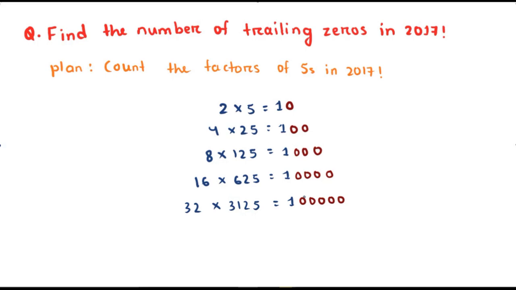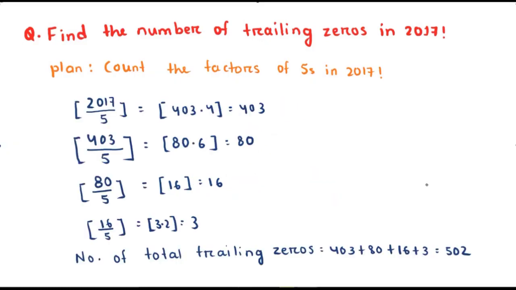So let's look at the final answer. In total, the multiples of 5 produce 403 trailing zeros, but multiples of 25 produce an additional 80 zeros, as 25 times 4 is 100, which has 2 trailing zeros, and we have calculated only 1 zero for each 25 in our earlier calculation of 403. So we will add 80 to our earlier calculation 403.